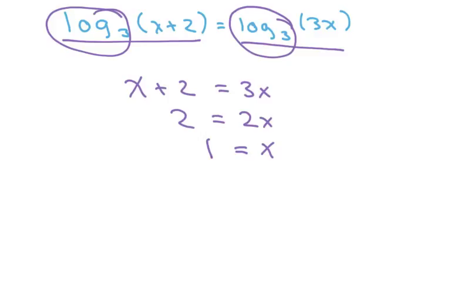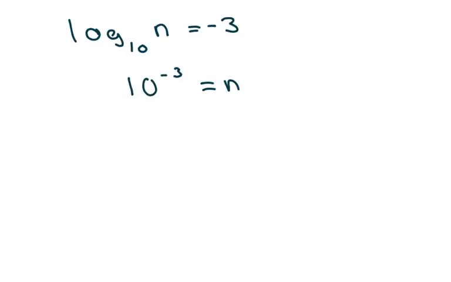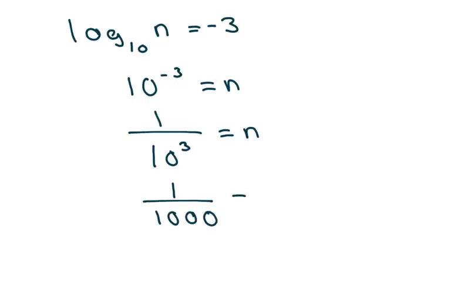Let's do a couple more. We have log base 10 of some number n is my power of -3. I rewrite that: 10 to -3 equals n. This is like 1 over 10 cubed. This cube just means 3 zeros, so it's 1 over 1,000 equals my n.